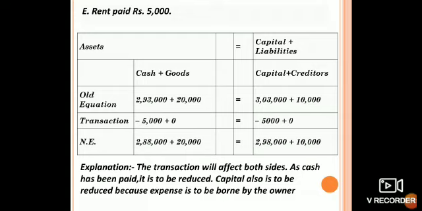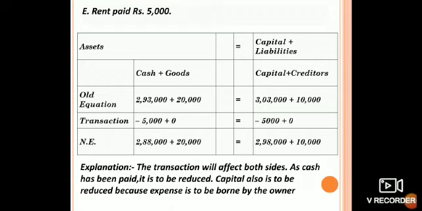Now the fifth transaction is rent paid rupees 5,000. So the old equation is 2,93,000 plus 20,000 in the asset side and 3,03,000 plus 10,000 in the liability side. Now the current equation is 5,000 is paid as rent. So 5,000 will be reduced from cash and 5,000 will be reduced from the capital also. So on both the sides the effect will be the same. So the new equation is 2,88,000 plus 20,000 under asset side, and under liability side it is 2,98,000 plus 10,000.